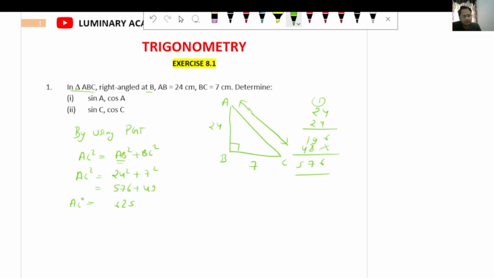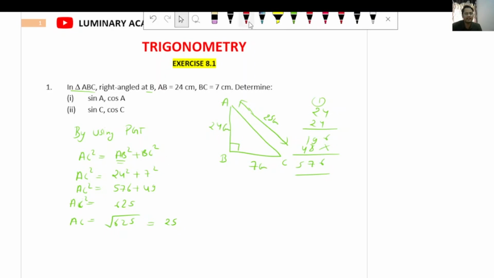So AC square is 625. So what is AC? AC will be equal to the root of 625. So the root will give you the answer as 25, right? So AC you got the value 25 centimeter. This is 7 centimeter and this is 24 centimeter, right?